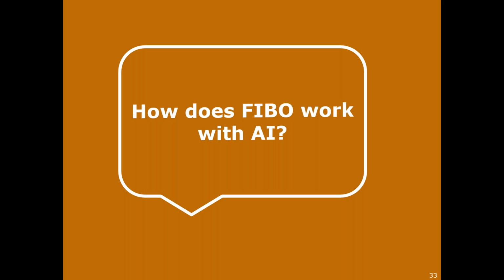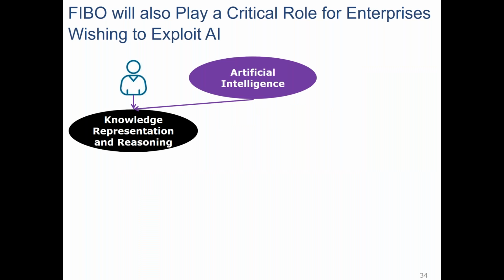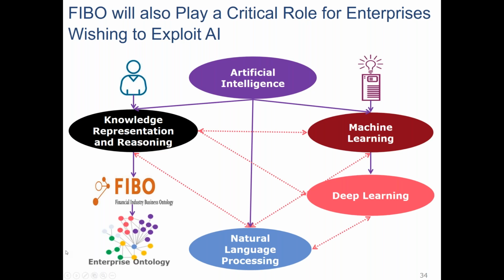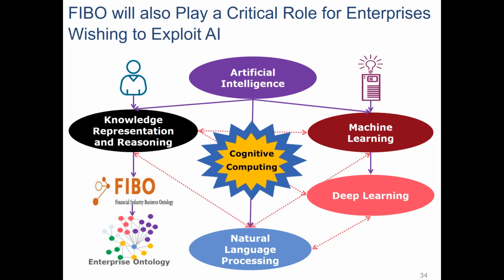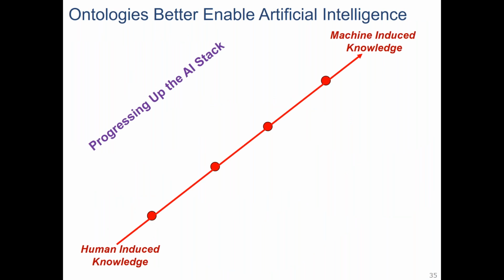So how does FIBO work with artificial intelligence, with AI? Okay, artificial intelligence has several legs: knowledge, representation, and reasoning, which is really what FIBO is all about, and enterprise ontology. And then we have machine learning, we have deep learning, which is a kind of machine learning. We have natural language processing, which can only be better if it leverages machine and deep learning on a good corpus. What better corpus in finance is there? There is no better one than FIBO. And then all of these linked together can support cognitive computing. So ontologies can better enable AI.